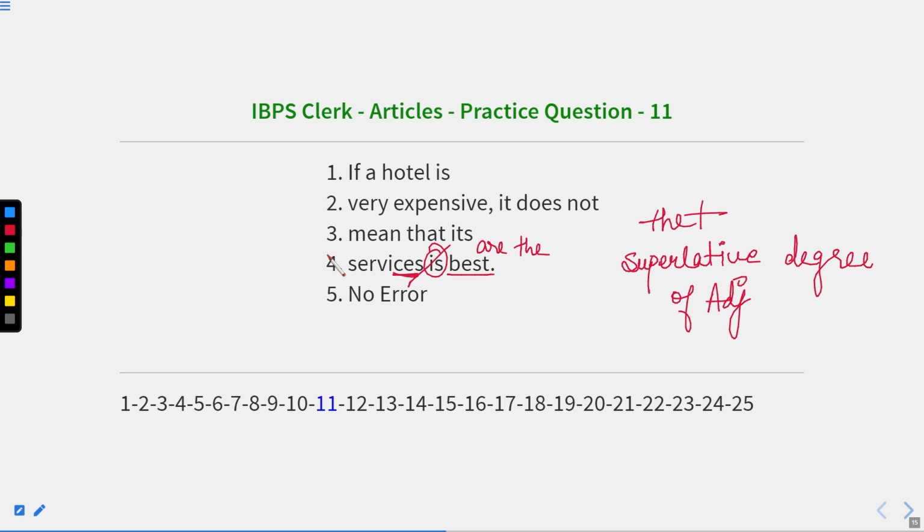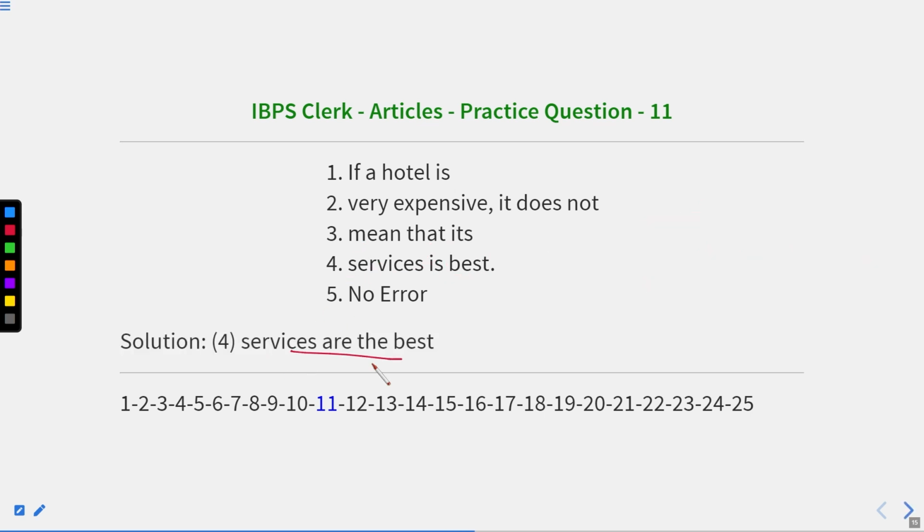Are the best. Also, we can use a service is nice. So here the answer is services are the best. So if a hotel is very expensive, it does not mean that its services are the best. So this will be the correct sentence.